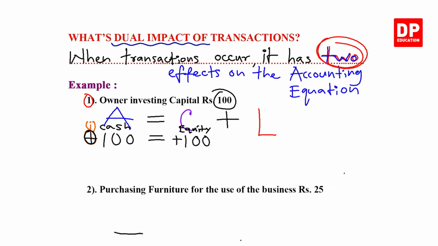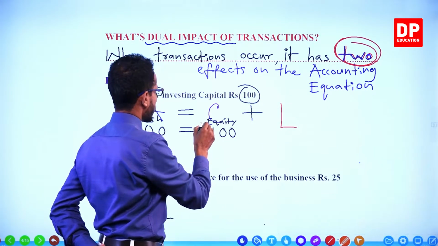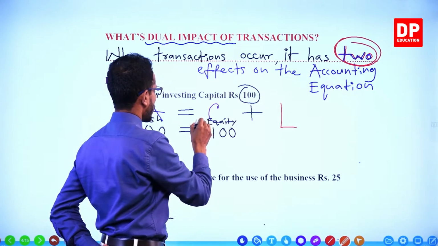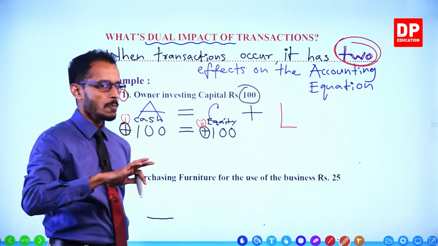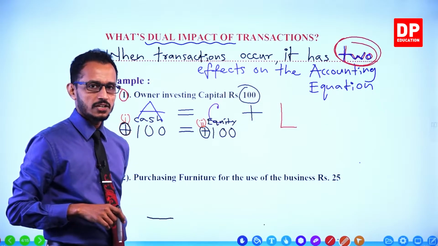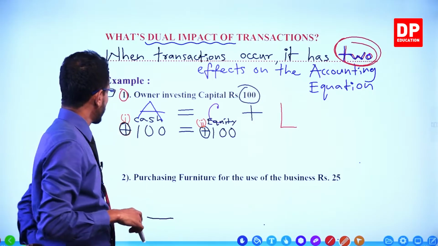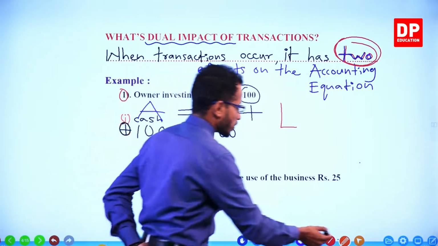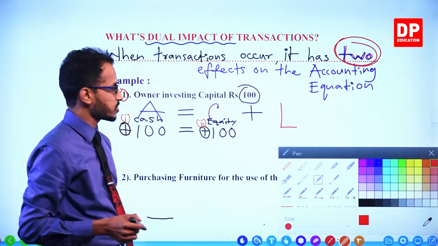Then the second impact, an increasing of capital. That is the second impact. If you were having any doubts, they should be cleared now, because we recorded the double entry of this transaction.